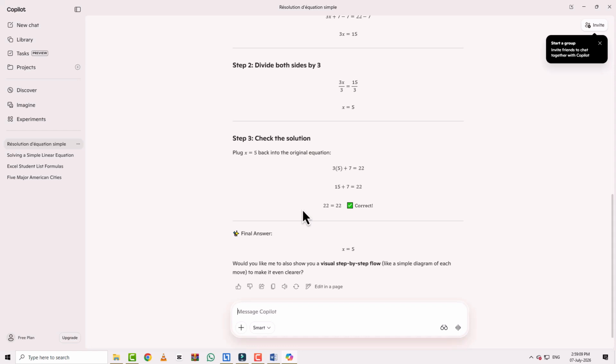That's how you can solve math problems with Microsoft Copilot in just a few clicks. It's a quick way to check your work, learn new concepts, and practice solving problems.